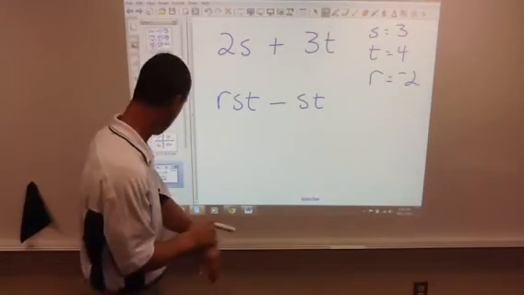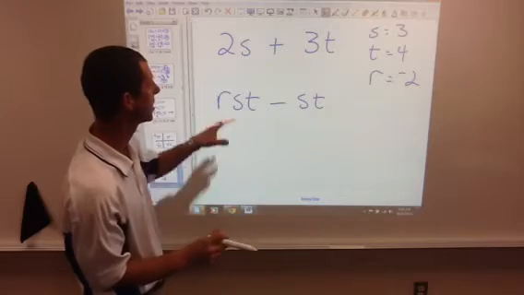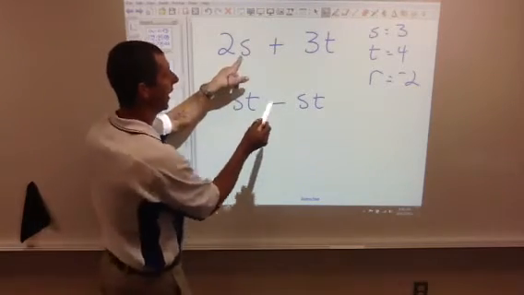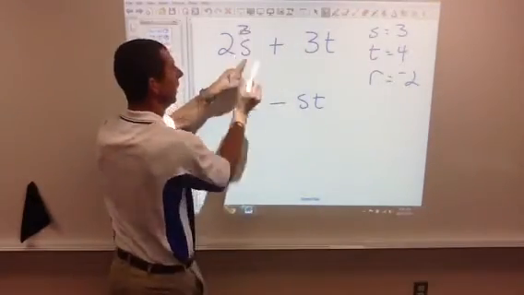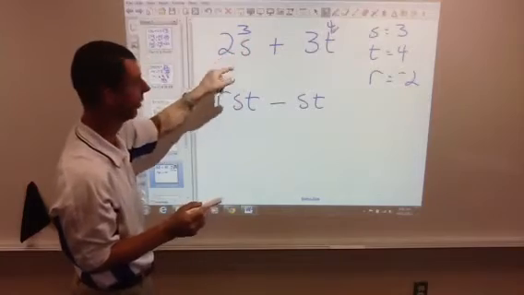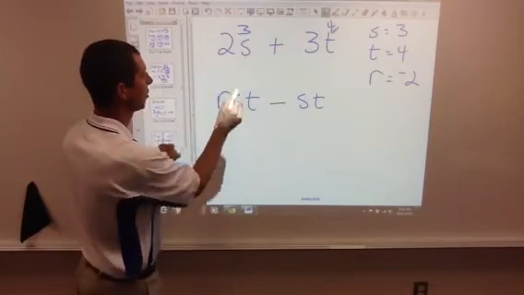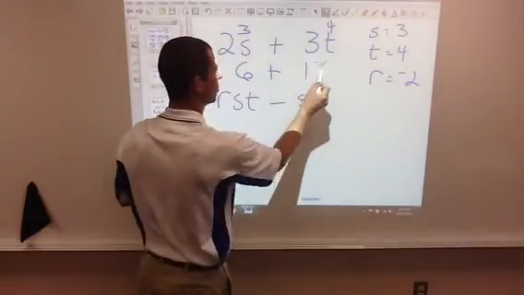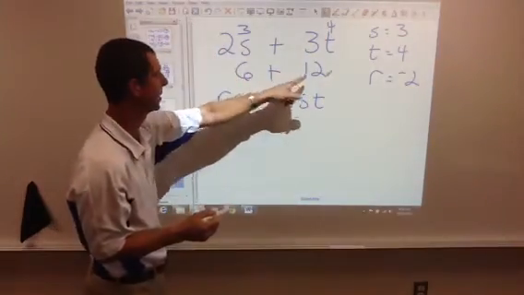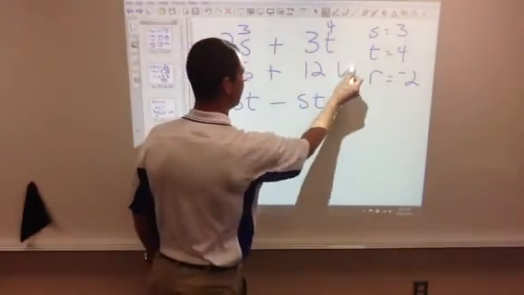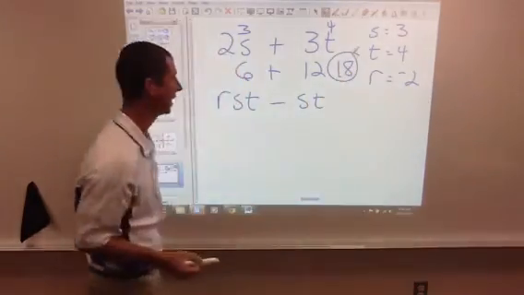Okay, and one of the last things we're going to look at here is solving where we have to substitute for variables. Okay, S is 3, so I put 3 in here. T is 4. So this means multiplication here. This is not 23, it's 2 times 3, which is 6. Here I have 3 times 4, which is 12. Now, my last step is to add these 2 together. Okay, 6 plus 12 is 18, so 18 is my answer.